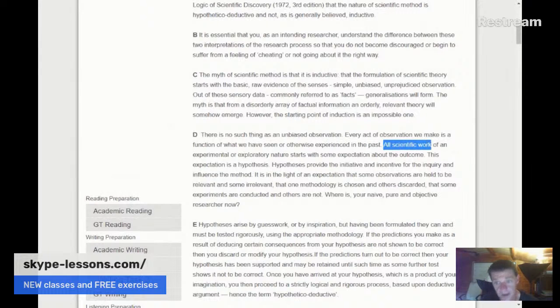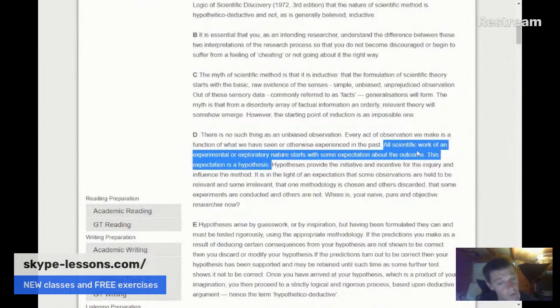All scientific work, okay, this seems to be mentioning scientific research of an experimental or exploratory nature, starts with some expectation about the outcome, and this expectation is called the hypothesis. We really want to stick with the one about the role of the hypothesis in scientific work by the looks of things. It's not about just testing hypotheses, but here this is about its role in scientific research.